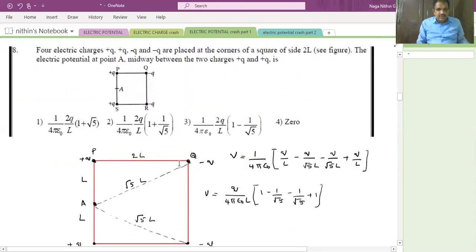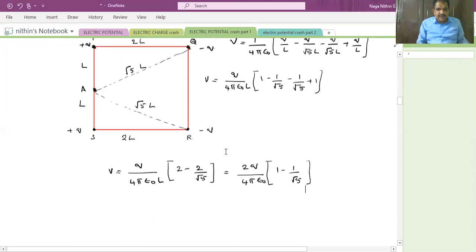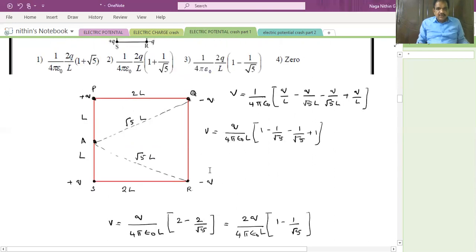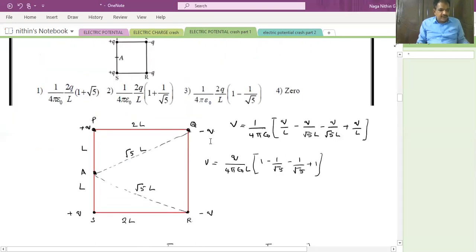So 1 by 4 pi epsilon naught. L is also there, my dear. You write here L, 4 pi epsilon naught L. So 1 by 4 pi epsilon naught, 2Q by L into 1 minus 1 by root 5. So this will be the answer for it.